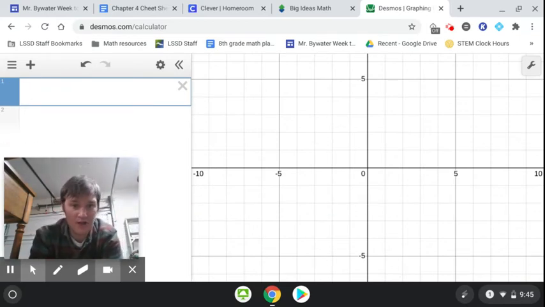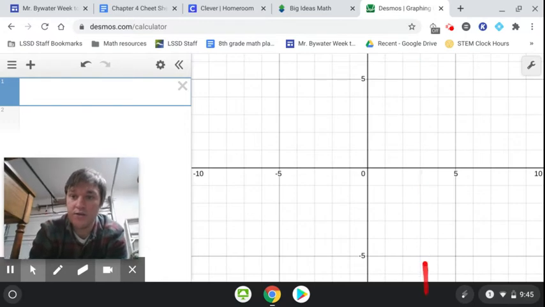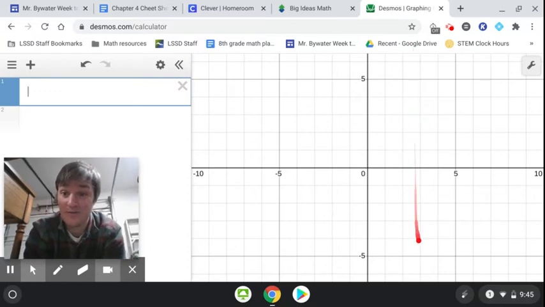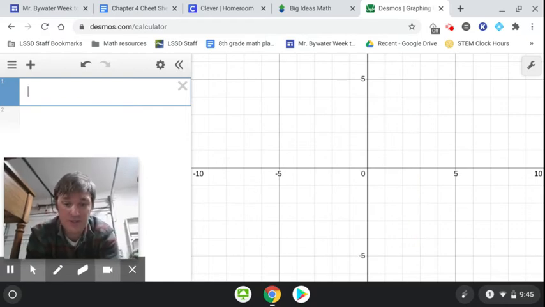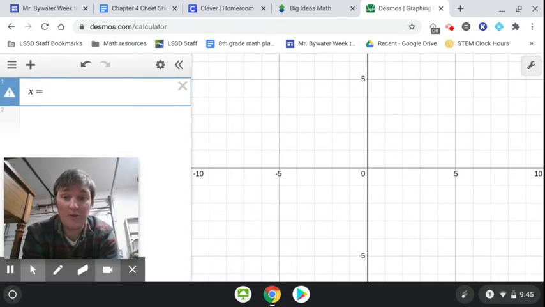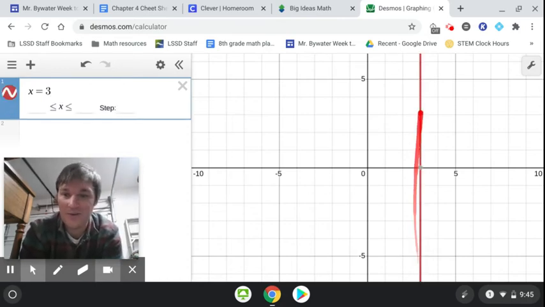Same with a vertical line. Let's say I want a line right here at this spot. Well, its slope is undefined, and it doesn't have a y-intercept either if it's perfectly up and down. All it has is an x-intercept. So to write that equation, I'm just going to say x equals 3. That's going to put a line right there.